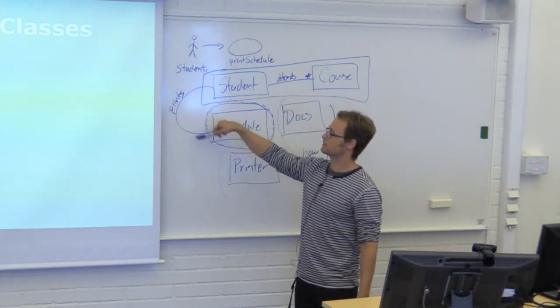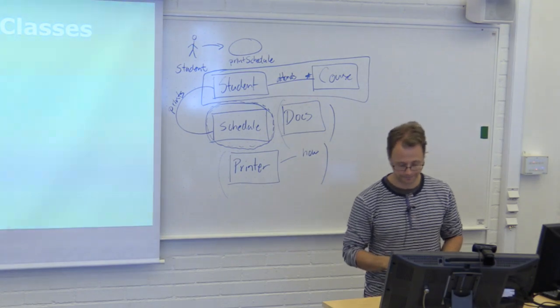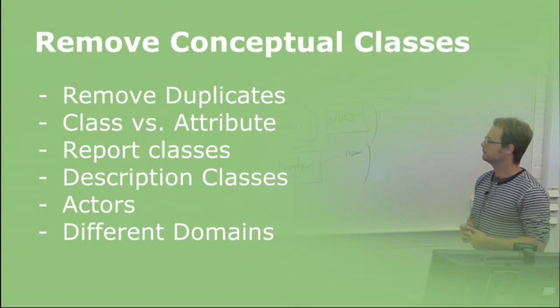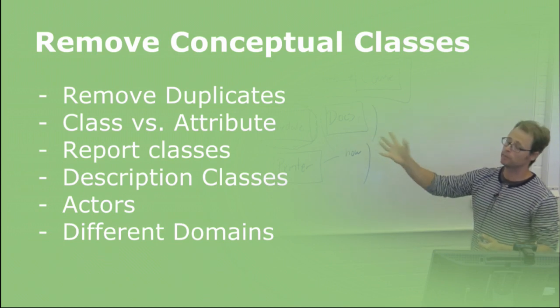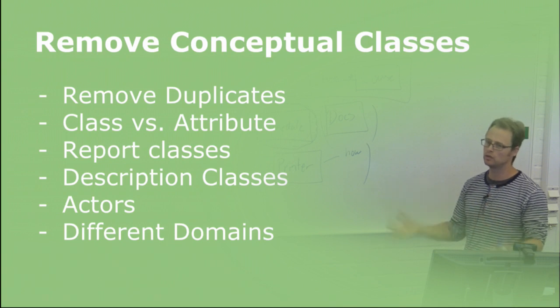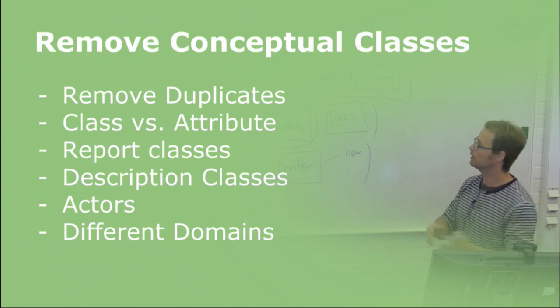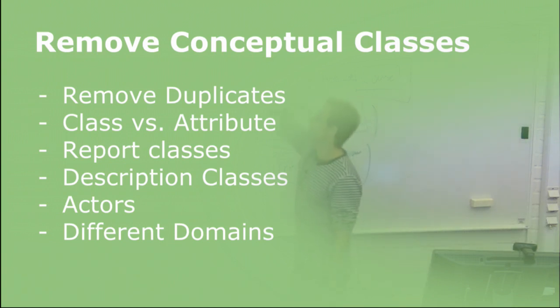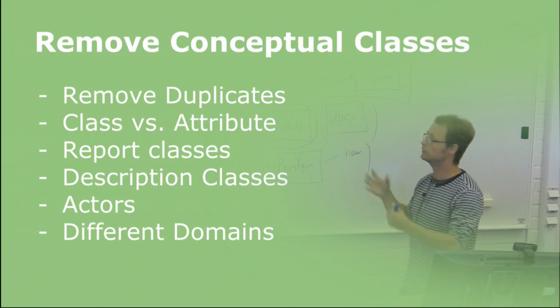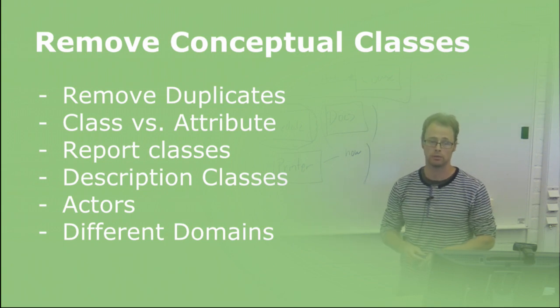I wrote this prints association there. So we could probably remove the schedule altogether because it's just a report. It shows what you can do in the system, and that is typically already up here in the requirement. We know that the student can print a schedule. We don't need to repeat this information in the domain model also.